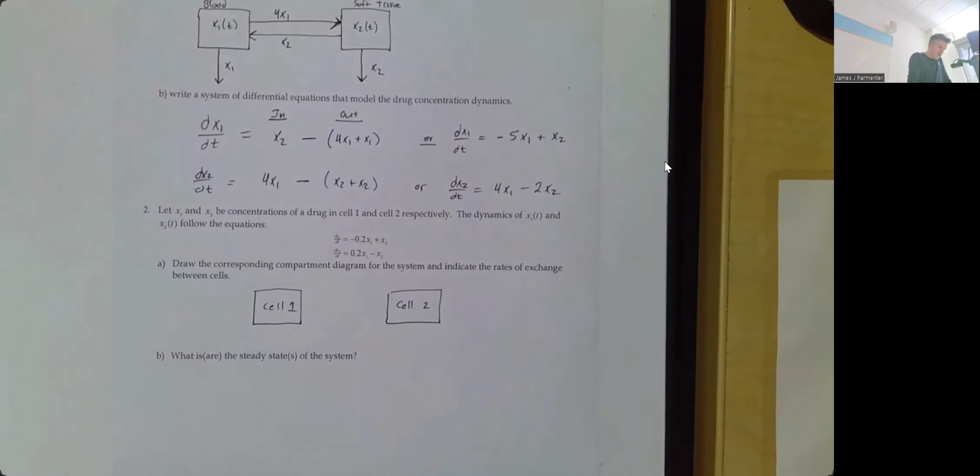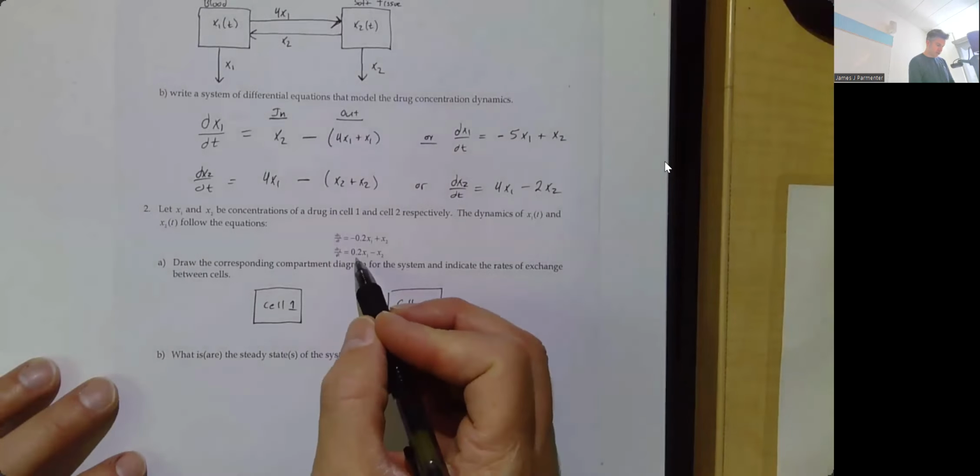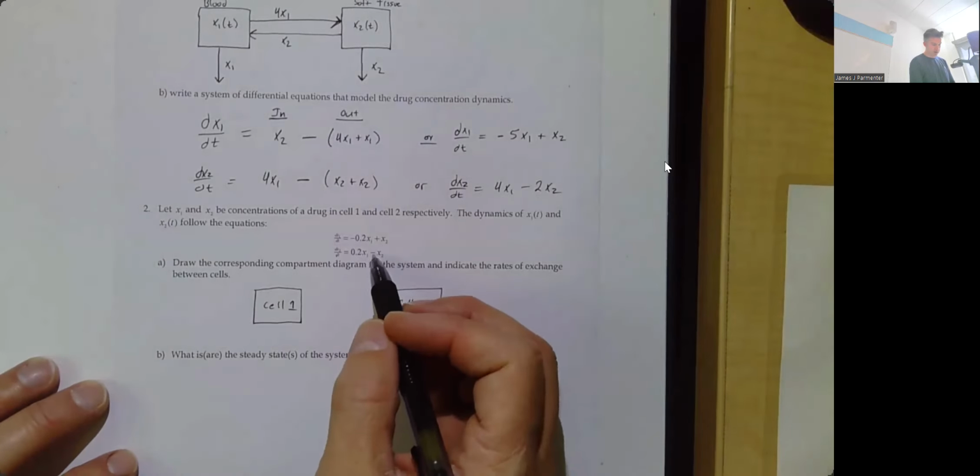So we can see that out of X1, we have a 2 times X1, and also an X2. Interesting. Oh no, so we're adding in an X2. And then similarly, going into X2 is a 0.2 times X1, and out of X2 is an X2.